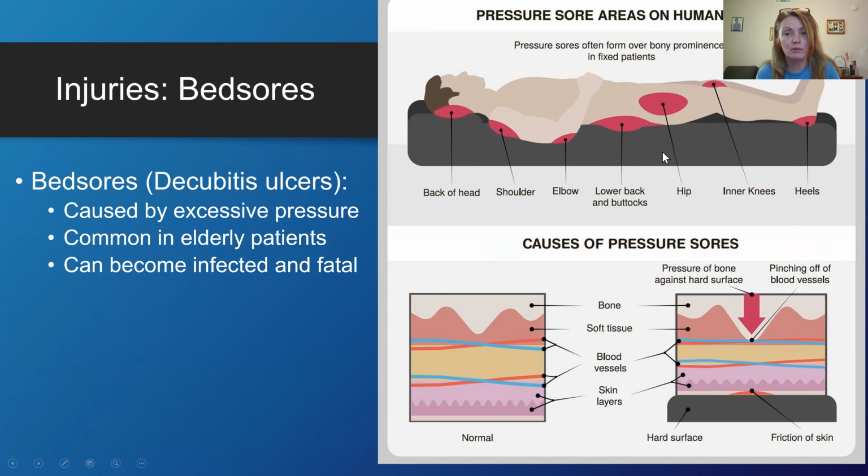That's why we want to make sure that with elderly people or people who are paralyzed, we constantly move them and change their body position, to avoid those bed sores that are actually ulcers.